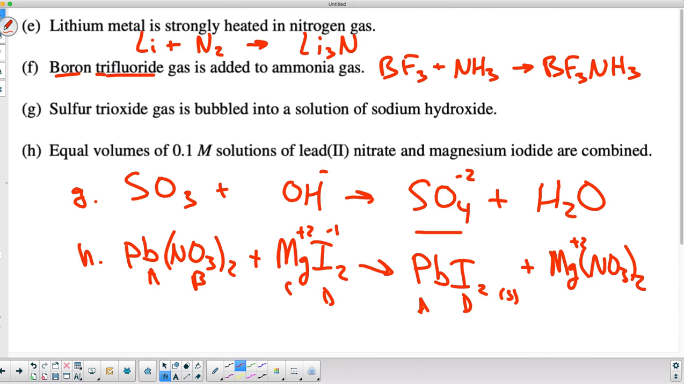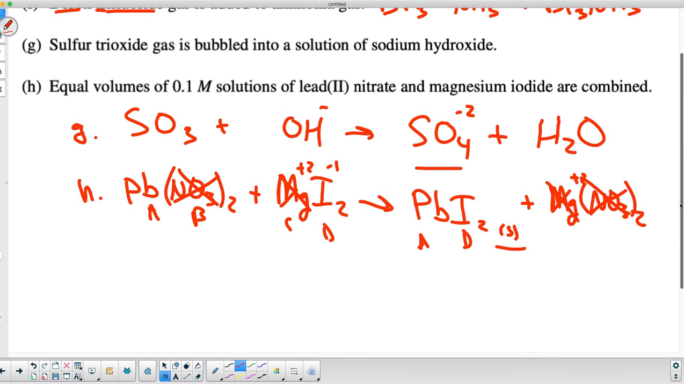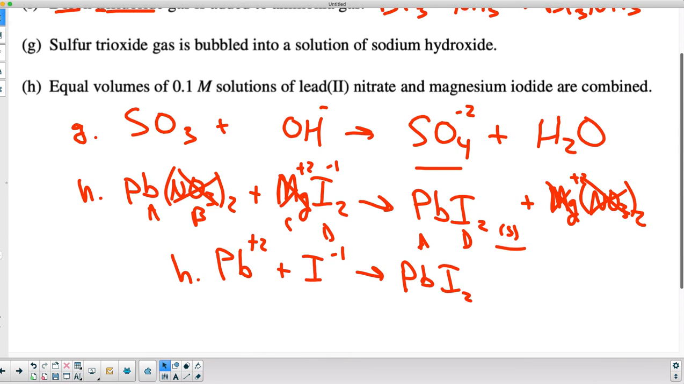Now here's the cool part about this. As soon as we form a solid, that means that we can get rid of these because these are spectator ions, like that and like that. So that means, as I come down here to finish up, for H, my answer would be Pb with a +2 plus I with a -1 yields PbI2. That is a double displacement reaction, we formed a solid, it's a precipitation reaction, and we got rid of all the spectator ions. So that's it. All right, hope that wasn't too painful.